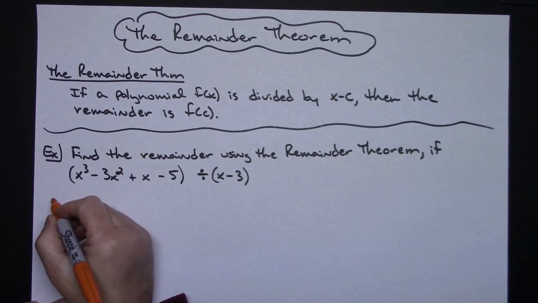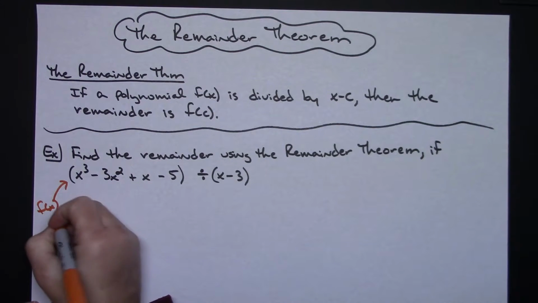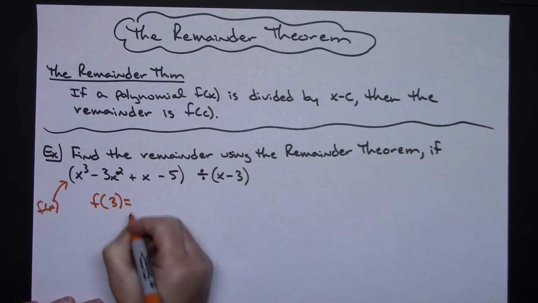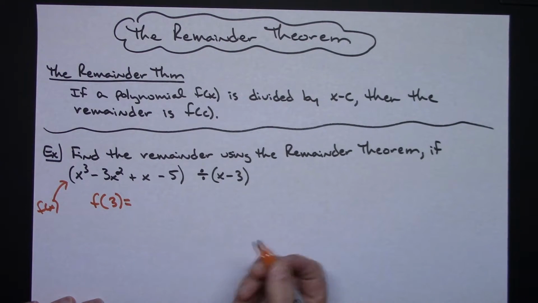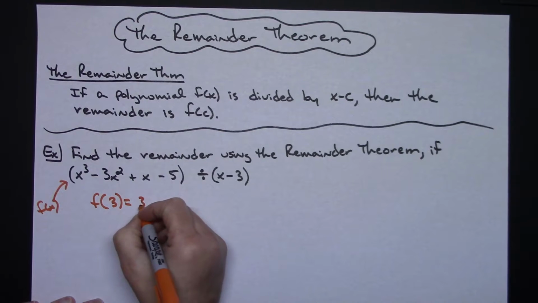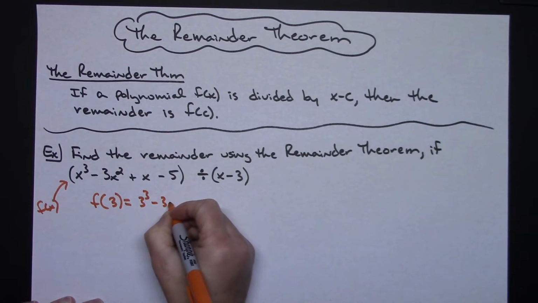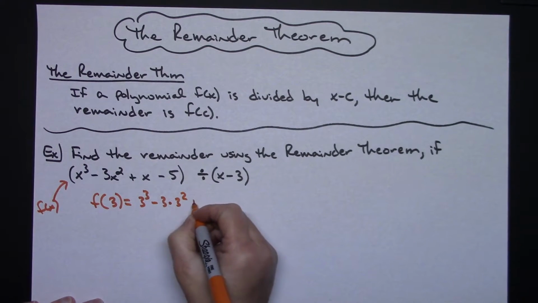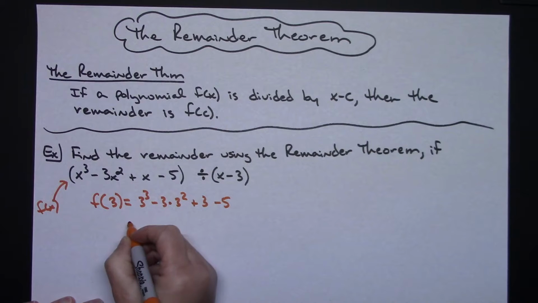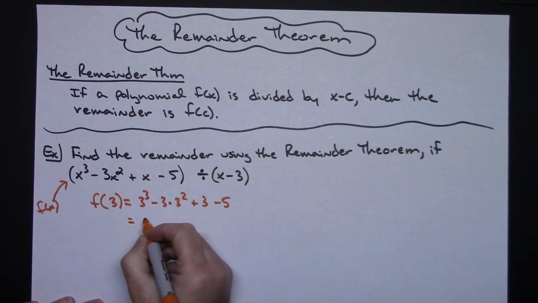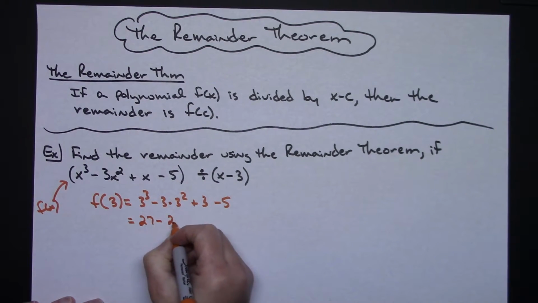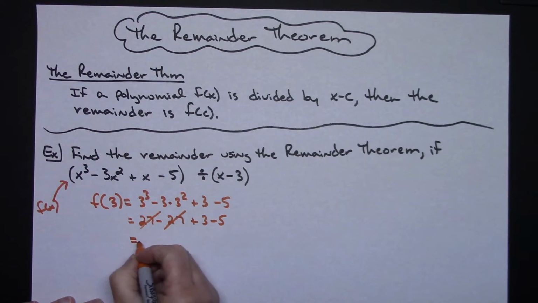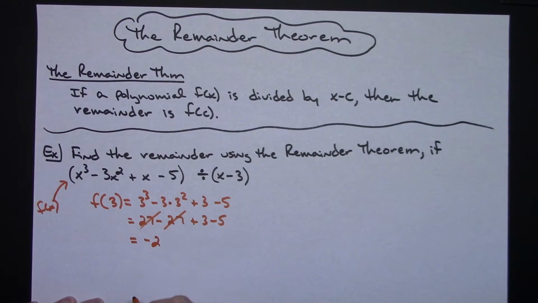We're going to assume that this function is my f of x function. So then I'm going to test f of 3, and this is going to be a lot faster than attempting to do long division on this polynomial. So in other words, I'd have 3 to the third minus 3 times 3 squared plus 3 minus 5. Doing that arithmetic really simply here, we've got 27 minus 27 plus 3 minus 5. So those two 27s are going to cross out, and that's going to leave us with negative 2.